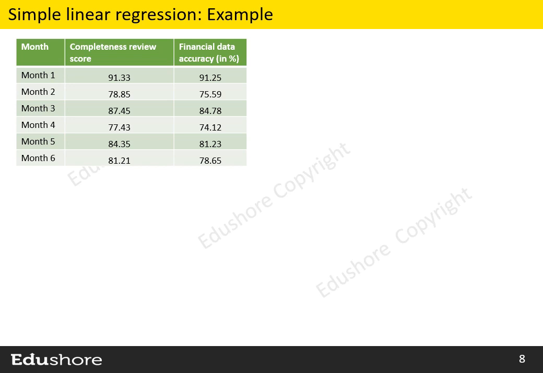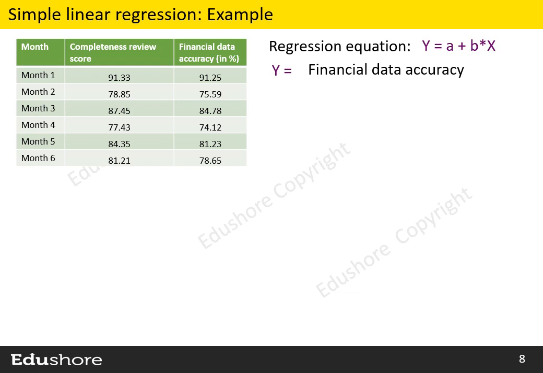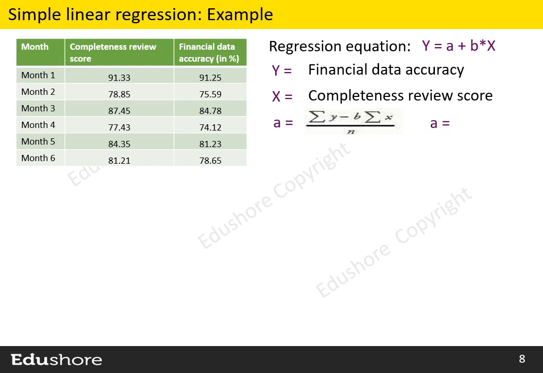With this data of X and Y, we can arrive at the regression equation such as Y is equal to A plus B times X. Y is the financial data accuracy. X is the completeness review score. We can arrive at the value of A by using this formula. Instead of doing the calculation manually, we may use regression function in MS Excel. After using the regression function in MS Excel, we got the value of A.